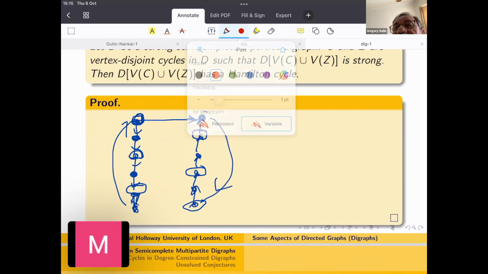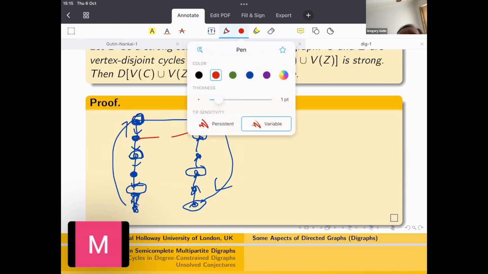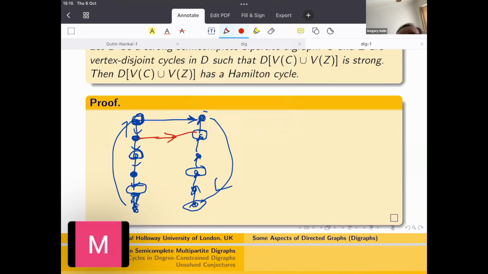So if we have an arc like that, then it's easy. We can go along this left cycle, starting from the vertex of this red arc, pick up everything, then go along this blue arc from cycle to cycle, pick up the vertices of the other one, and then return using this red arc. So it's easy to see there is a cycle merging both of them. Which means that if we want something more interesting, we need to assume that all these arcs are parallel, meaning they go in one direction.